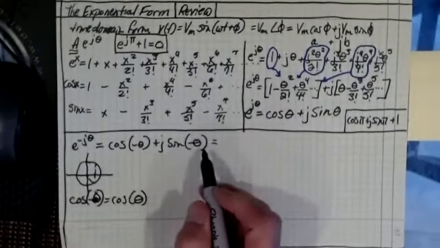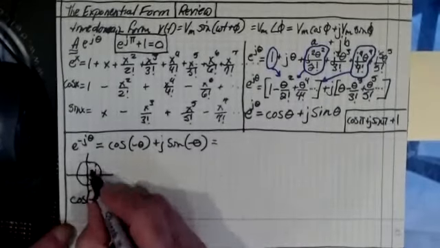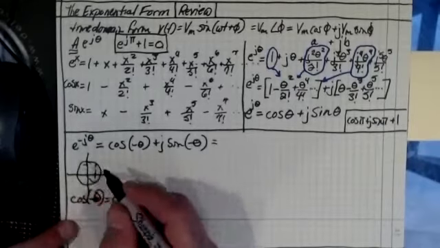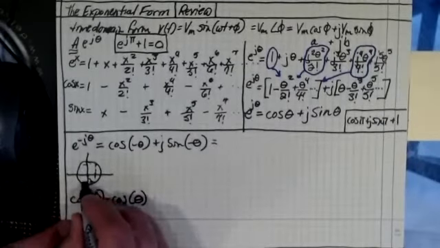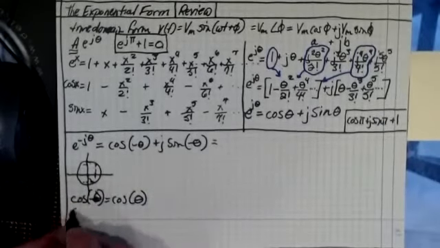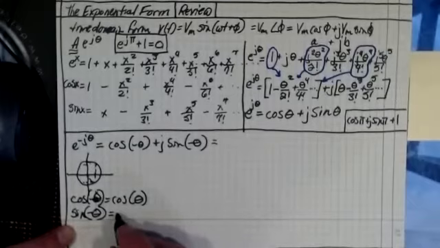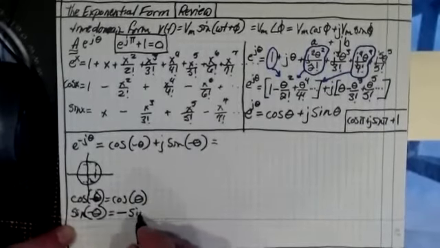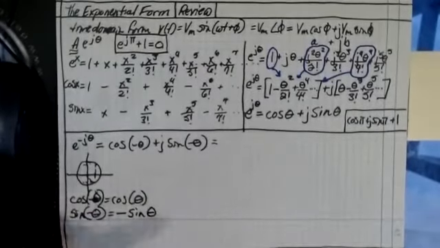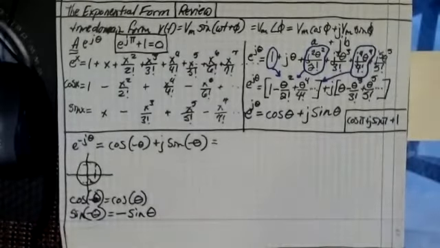Now, how about the sine? Well, if we look at the sine of theta and the sine of minus theta, they're opposites. So the sine of minus theta, doing it again, equals minus the sine of theta.